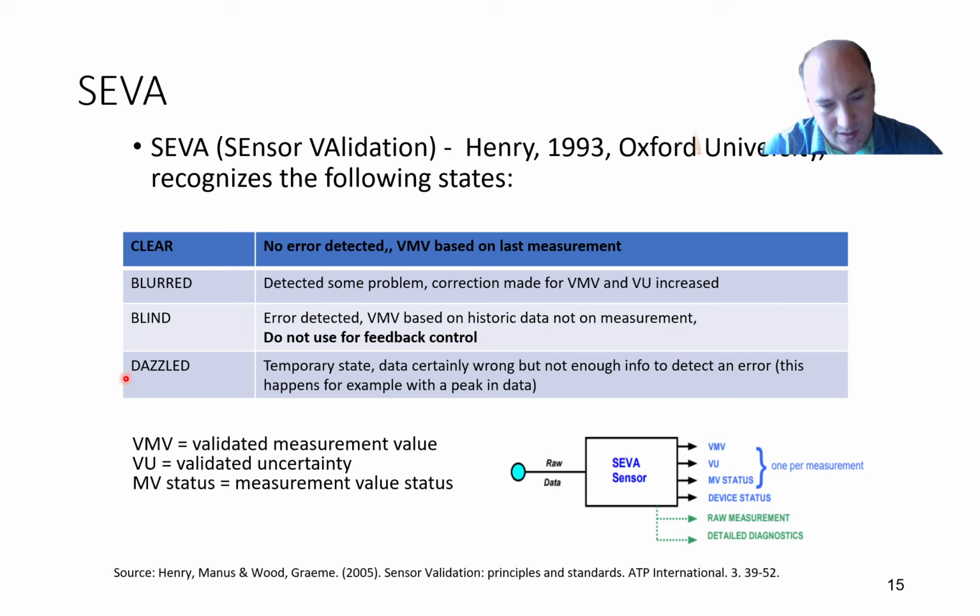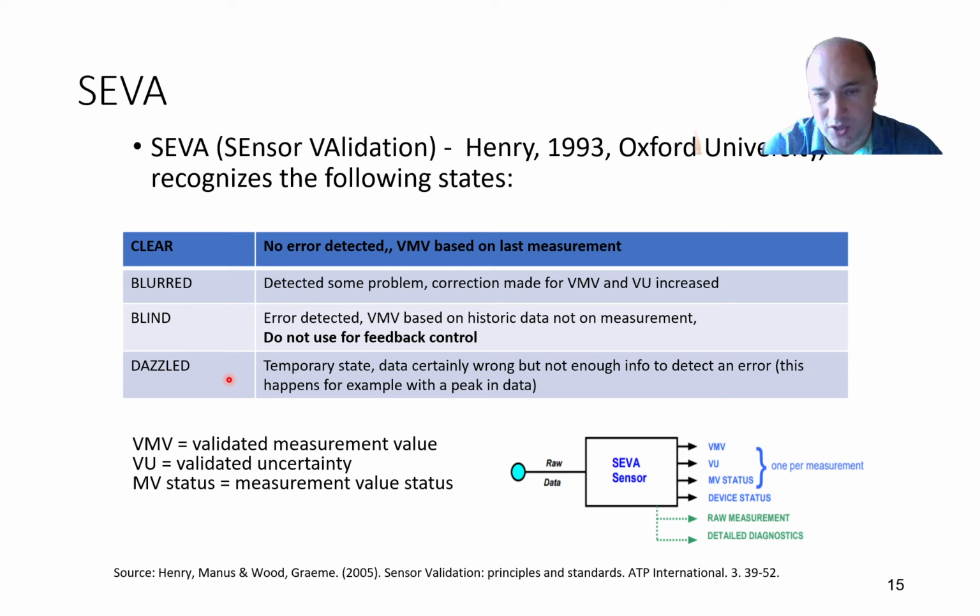And then there is a last state that's called dazzled. And this state is a temporary state, and it tells us that there is certainly something wrong in the data, but we don't have enough info to detect an error. So in this stage, for example, we have one sample that is definitely wrong. For example, it might be a peak.